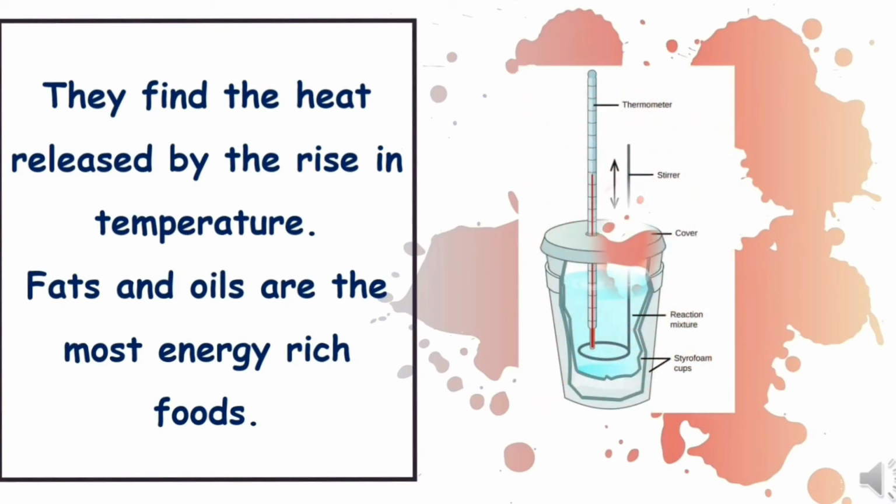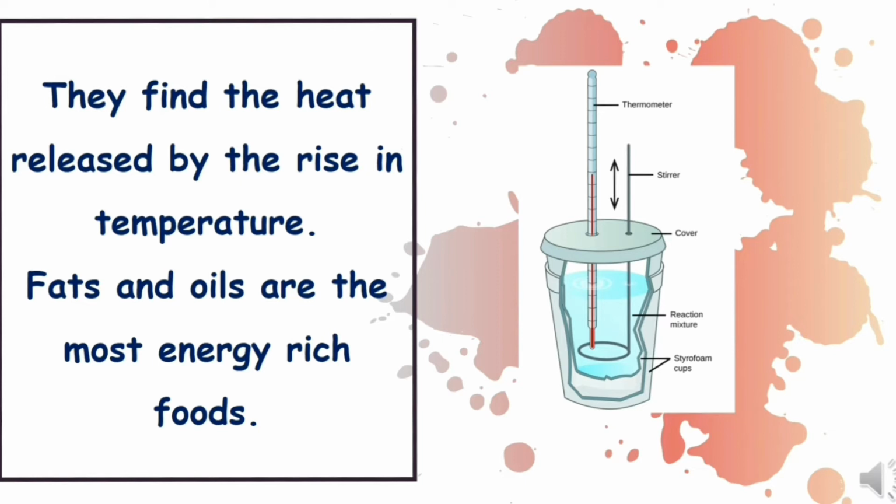They find the heat released by the rise in temperature. Like I said before, it is how much is needed for 1 liter to increase 1 degree. That is 1 calorie, right? So they will burn the food and see how much the temperature is rising. You can see in the picture the temperature rise on the thermometer.